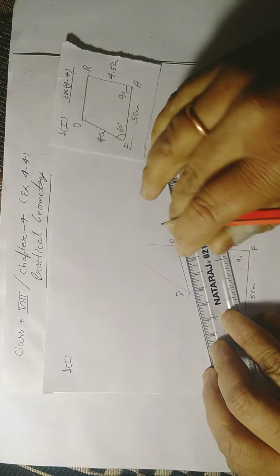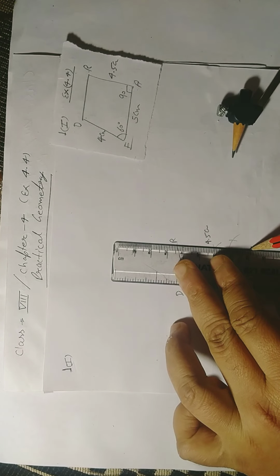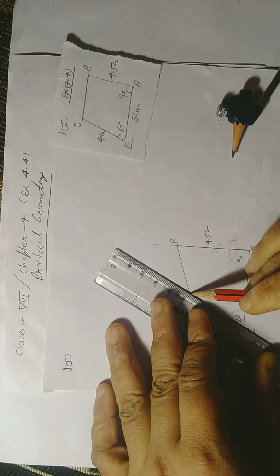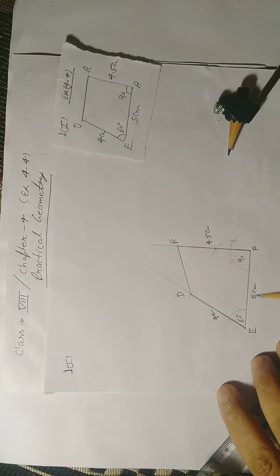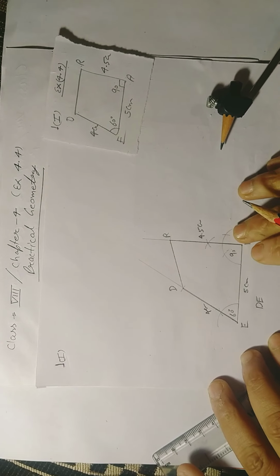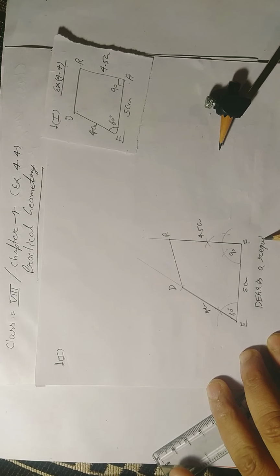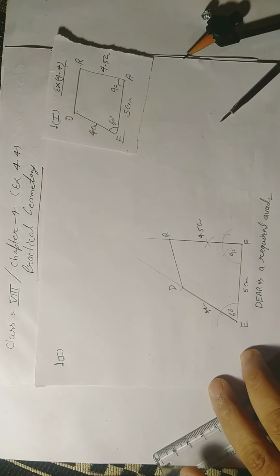Join D to R, R to F, D to E, and E to F also. So finally DEAR is the required quadrilateral. So I hope the question is clear.